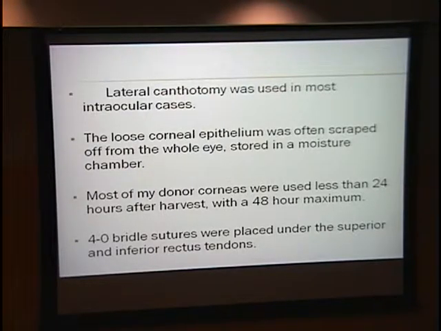Most of the donor corneas were used within 24 hours after harvest, with the 48-hour maximum. And 4-0 black silk bridle sutures were placed under the superior and inferior rectus. Why the bulb? Was that just to stabilize things? It was. It stabilized the eye and helped keep it from moving around. I've never had a problem with that. Now, the muscle guys might have seen lots of them somewhere, but I never did. I'd never heard of any. It looks on the borderline of barbaric, but it really wasn't, and it worked.